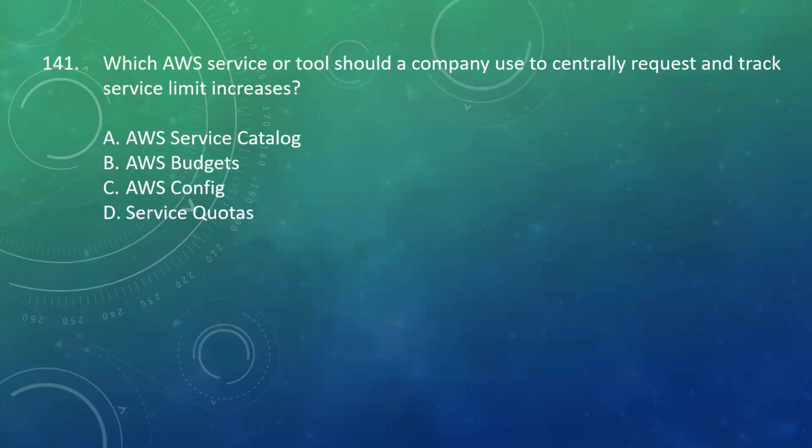Which AWS service or tool should a company use to centrally request and track service limit increases? Your options are AWS Service Catalog, AWS Budgets, AWS Config, Service Quotas. The correct answer is Service Quotas.